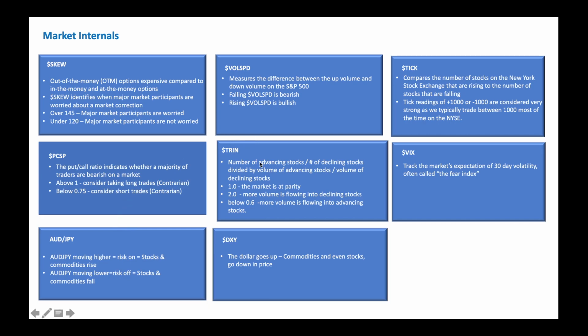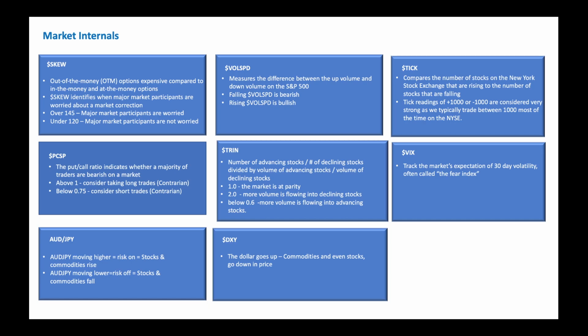Next is TRIN. This is again a good indicator to watch out for. It identifies the number of advancing stocks over declining stocks, and also it divides that by volume. So it gives a good indication about the number of advancing and declining stocks, and also the volume. If it is one, then the market is in parity. The advancing, declining, and the volume, everything is in parity.